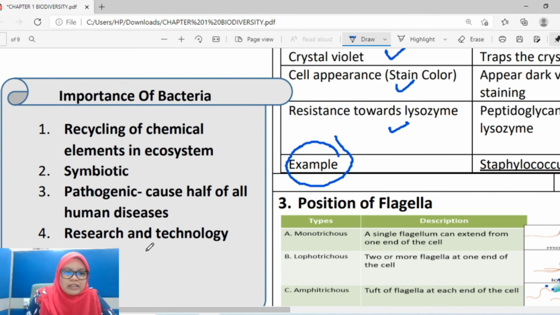And then research and technology, we know that E. coli, for example, is used as host cell in DNA cloning technology. So obviously it will be used in research and technology. So that's all for subtopic 1.1, 1.2 and 1.3.